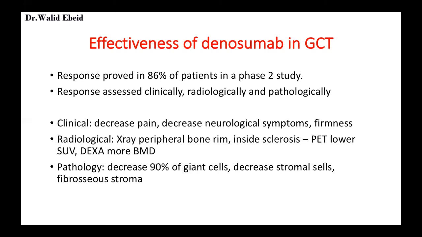Radiologically, an X-ray shows a peripheral bone rim forms. There is inside sclerosis. If you do a PET scan, you'll find a lower SUV. And if you do DEXA, you'll find more BMD. If you take a biopsy from a giant cell tumor after being treated with denosumab, you'll find a decrease in 90% of the giant cells and a decrease in stromal cells and more fibrous osseous stroma.